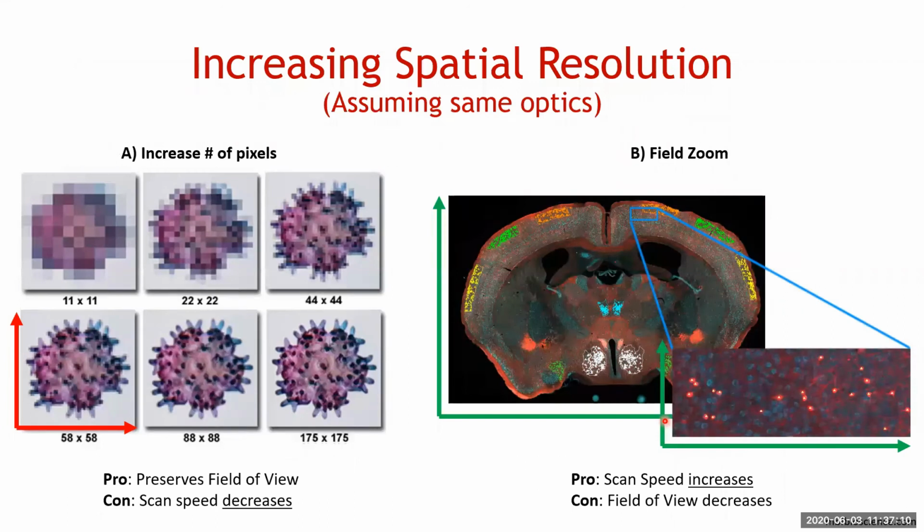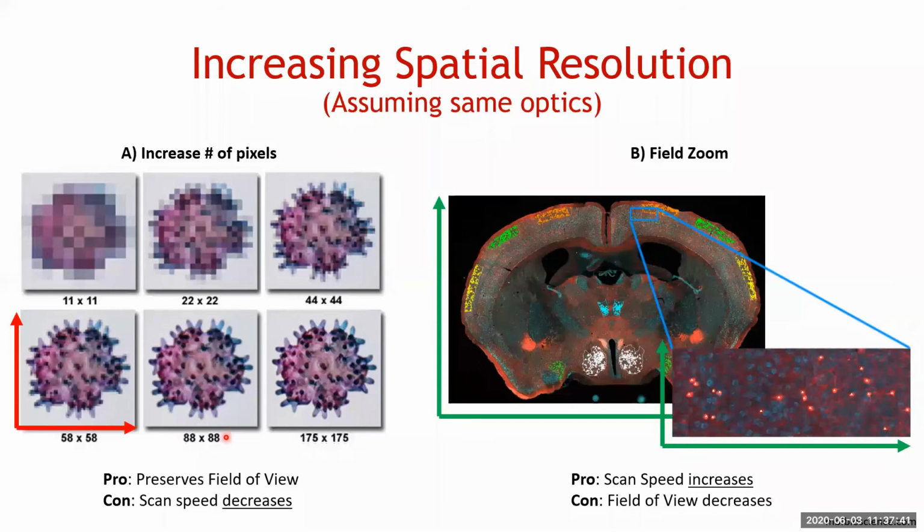So how do you increase spatial resolution? Assuming you have the same optics, you don't change your objectives and your filters and whatnot, you can just increase your pixels. This is, again, another exaggeration. This is, I found out, a baby starfish. If you put down 11 by 11 pixels, you obviously cannot see what's happening there. Double the amount of pixels, 22 by 22, and so on and so forth, and you are now able to see exactly what you're looking at.